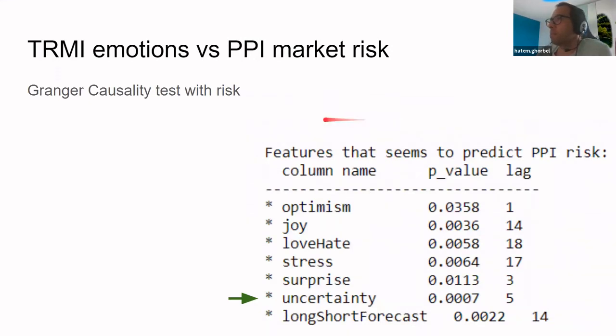So after that, we decided to choose the uncertainty feature with a correlation and a lag of 5 days, and we have tried to explain the market risk, which is manually annotated, with this feature.